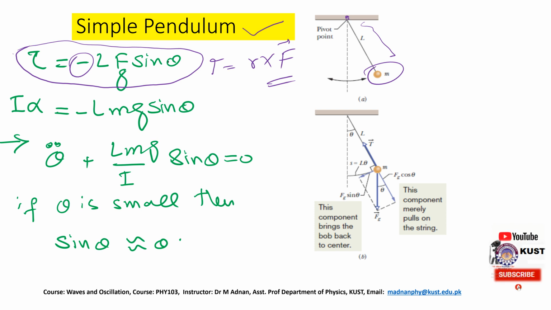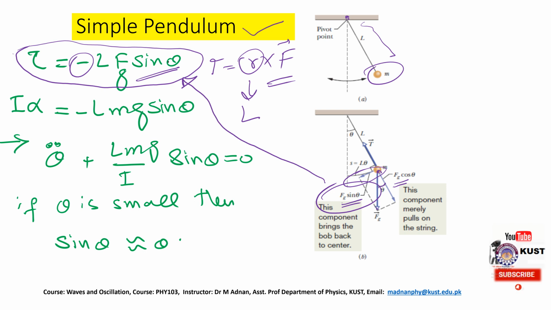In our case, instead of r, we have L being the length of the pendulum. This Fg sine theta is the effective component of the force which produces this restoring torque. So, if we see from this figure, at this point, this Fg points downward, making an angle theta, such that we have these components Fg sine theta and Fg cos theta. The effective component of the force which is responsible for the torque is Fg sine theta.